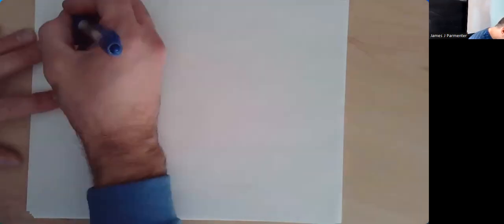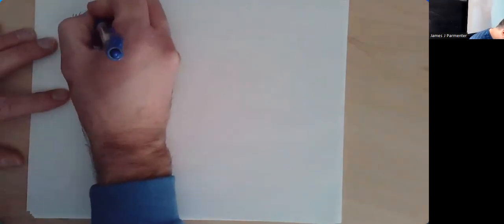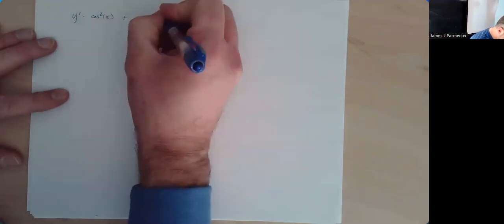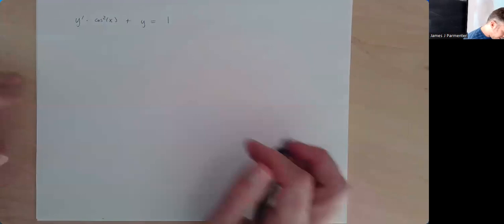Let's look at, sure, that's not a terrible problem. Let's look at that one though. No, not that one. That one, sorry. Sure, let's do this one. Let's do Y prime times cosine squared of X plus Y equal to 1. We're going to solve this.